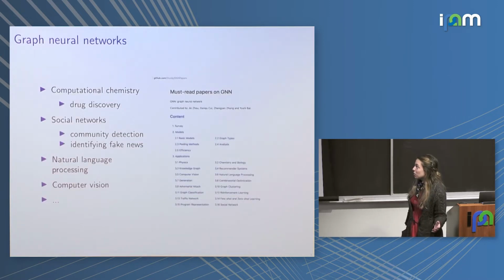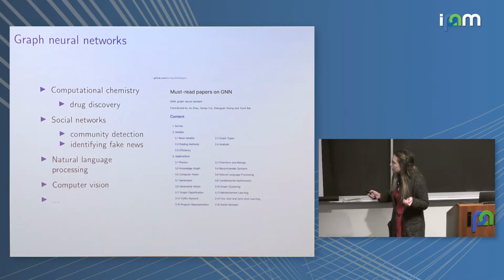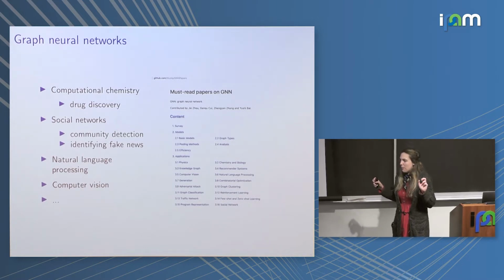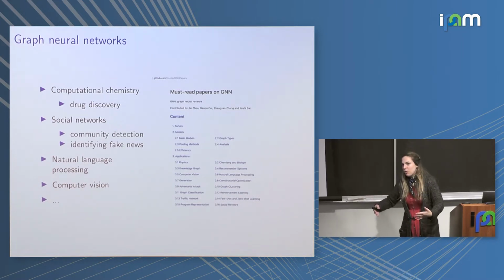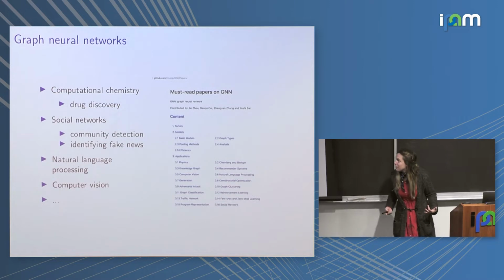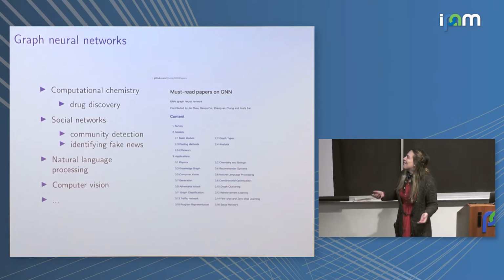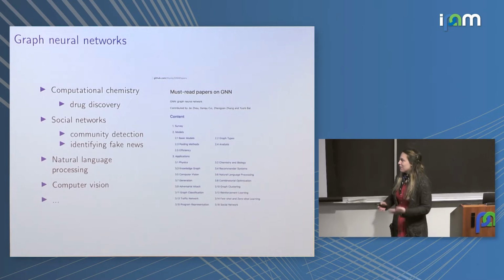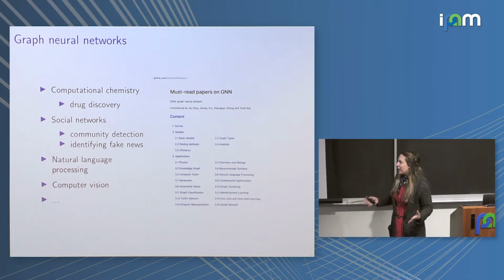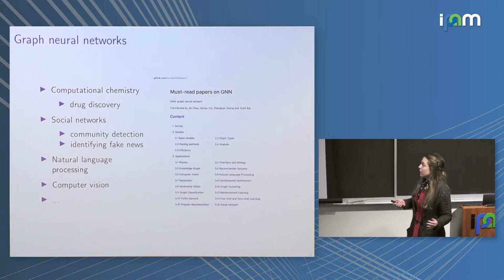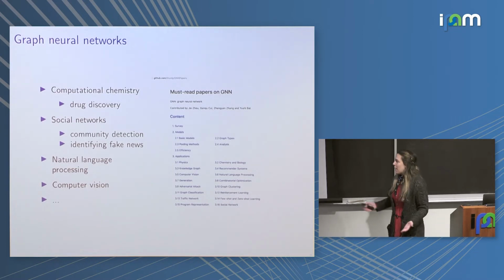Graph neural networks is a very exciting field these days. There is this GitHub repository that says these are the must-read papers on GNNs. And if you go to it, there are more than 300 papers that are must-read on GNNs. So I must say I haven't read them all. But you have surveys, and there are many applications and many architectures of graph neural networks that one can use for computational chemistry, analyzing social networks, like identifying fake news, natural language processing, etc.